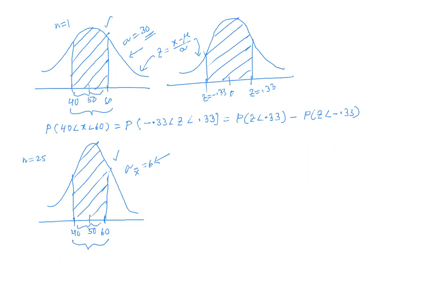So now you need to find the probability associated with 0.33. So what is it? Somebody tell me, what value is it for 0.33? I want a volunteer. 0.6293. Good. Another volunteer for negative 0.33.